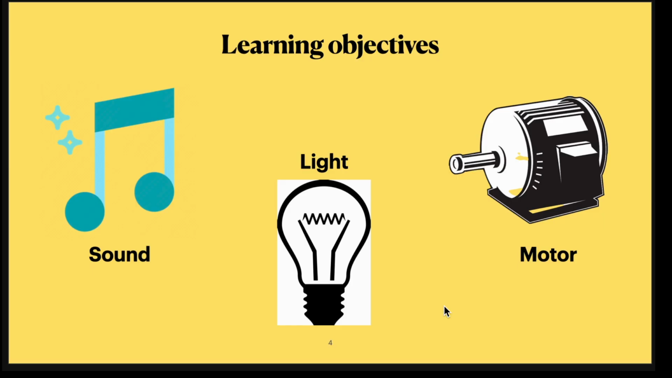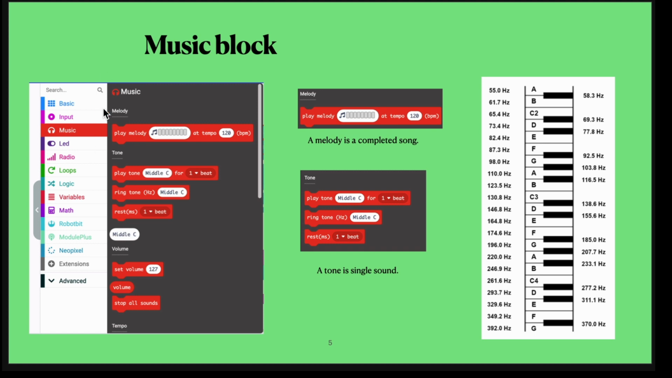The learning objectives for this part are about 3 things. You learn about sound, you learn about light, and you also learn about motor. Let's start with the easier one, which is the music block. When you go to micro:bit, you just go to music, and you can find the notes here directly. You can choose this play melody, which is a song. You can complete a song, and this is called a melody. While a tone means only one single sound. For the middle C, you can use a number to represent it, because different frequencies represent different musical notes.